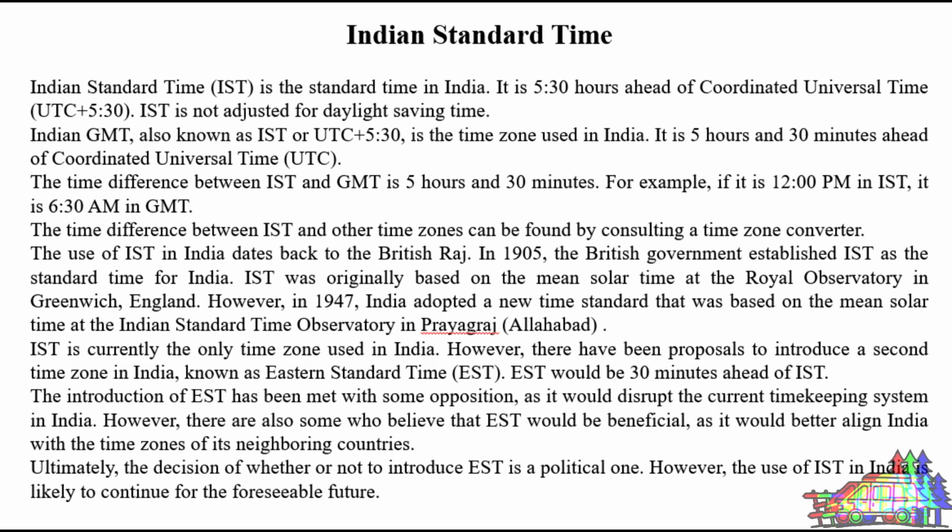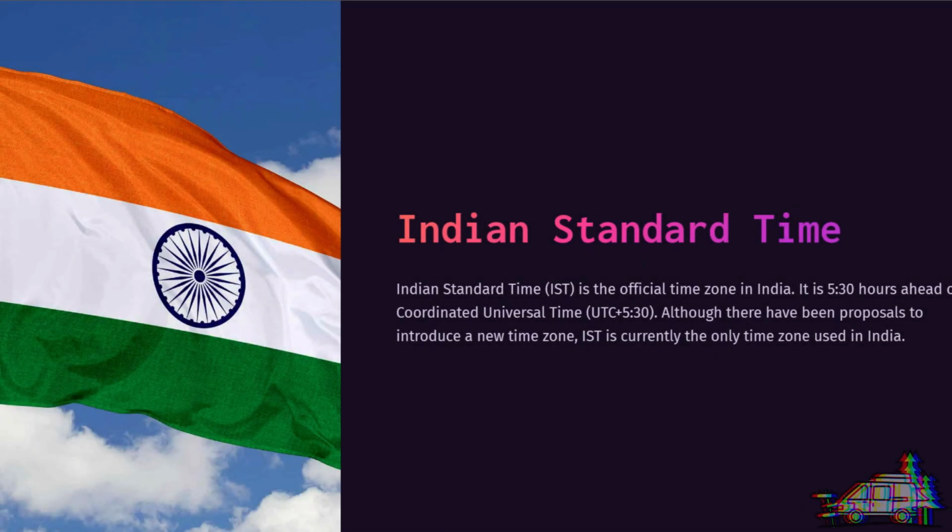Indian Standard Time. Indian Standard Time, IST, is the official time zone in India. It is 5:30 hours ahead of Coordinated Universal Time, UTC plus 5:30. Although there have been proposals to introduce a new time zone, IST is currently the only time zone used in India.